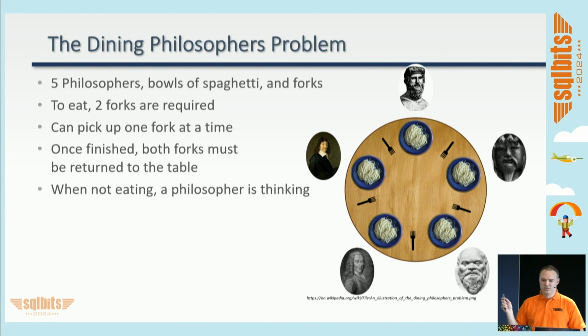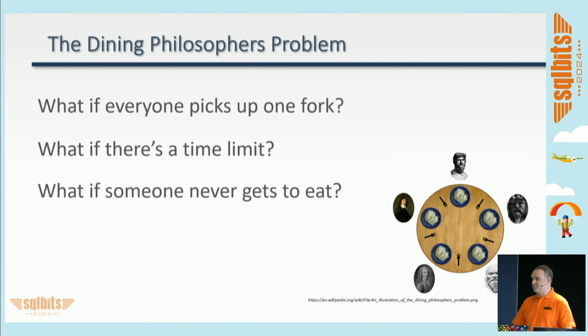Now, what happens if everybody picks up 1 fork? Then no one can get a second fork, and you would effectively have a deadlock. So we might need some kind of rule, like a time limit. Maybe once you pick up 1 fork, you have to acquire another fork within a period of time, or you have to release the fork you had already picked up. What if some philosopher never gets to eat at all? What if they never get their food? They starve, literally. The term is actually starvation in computer science scheduling terms.